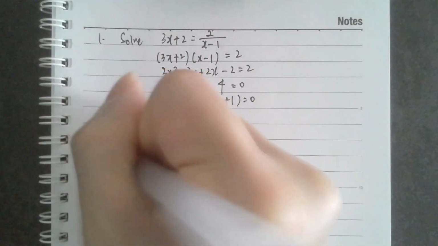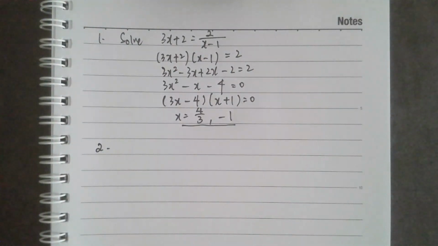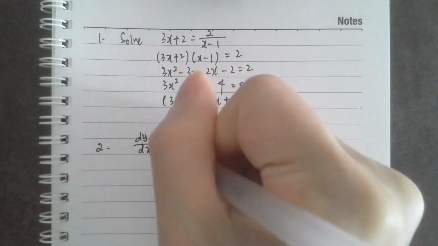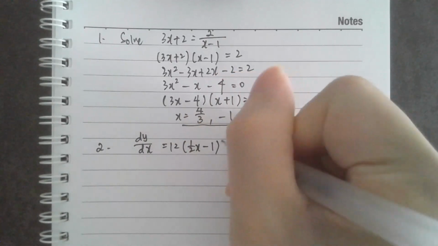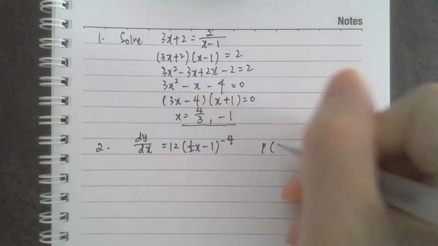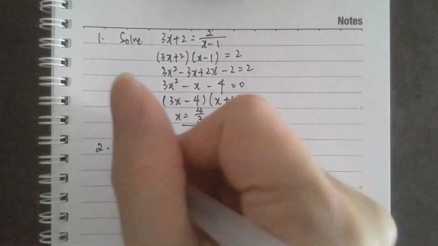Next, moving on to question 2. Question 2 says that you have the equation of a curve such that dy/dx, which is given in the question, is 12(½x − 1)^-4. It's given that the curve passes through the point P, which is (6, 4). Find the equation of the tangent to the curve at P, that's part A.